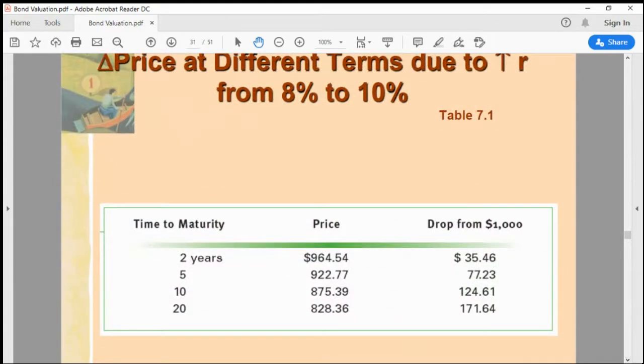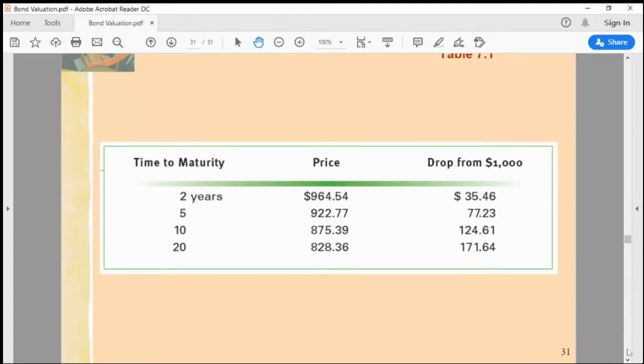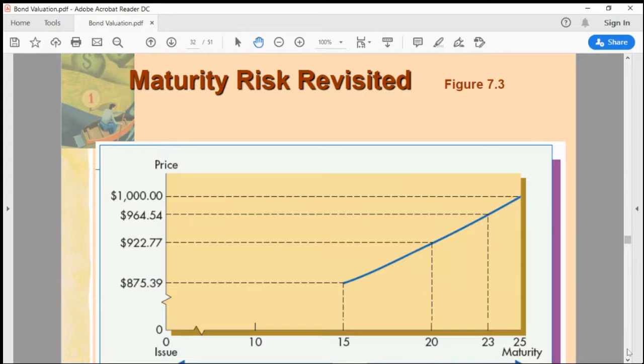So here's another example of a change in price at different terms due to an increase in interest rate from 8 to 10%. As you read the table, you can see how severe the impact is. So maturity risk, graphically represented, right?